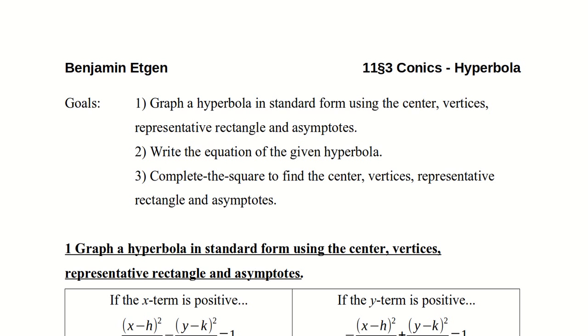similar. So for example, our first goal when we're graphing a hyperbola in standard form, we're going to have the center and the vertices. That's exactly the way we dealt with ellipses. We're going to draw a representative rectangle, but we're not going to put an ellipse inside it. Instead, we're going to connect opposite corners of our representative rectangle with asymptotes. We're going to write the equation of a given hyperbola. We've been doing that for all three of our new conics. And we're going to complete the square to find all of those important things.